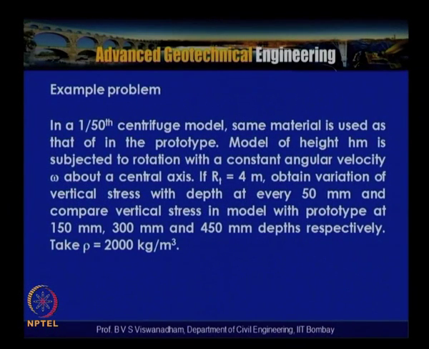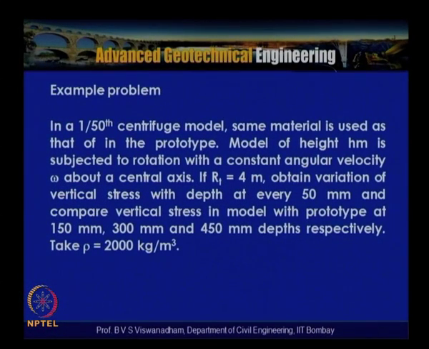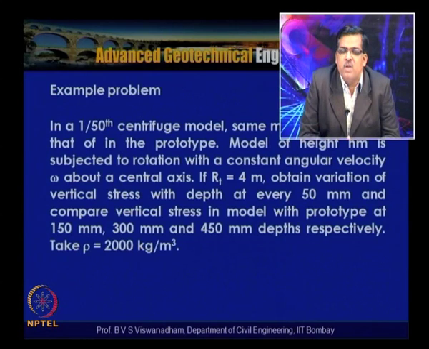So, in the example problem, whatever we have discussed just now, an example problem is given here. In a 1/50th centrifuge model, the same material is used as in the prototype. That means that rho in model and prototype are identical, and the model of height HM is subjected to rotation with a constant angular velocity omega about a central axis. If RT is equal to 4 meters, obtain the variation of vertical stress with depth at every 50 mm in the centrifuge model, and compare vertical stress in model and prototype at 150 mm, 300 mm and 450 mm depths respectively.